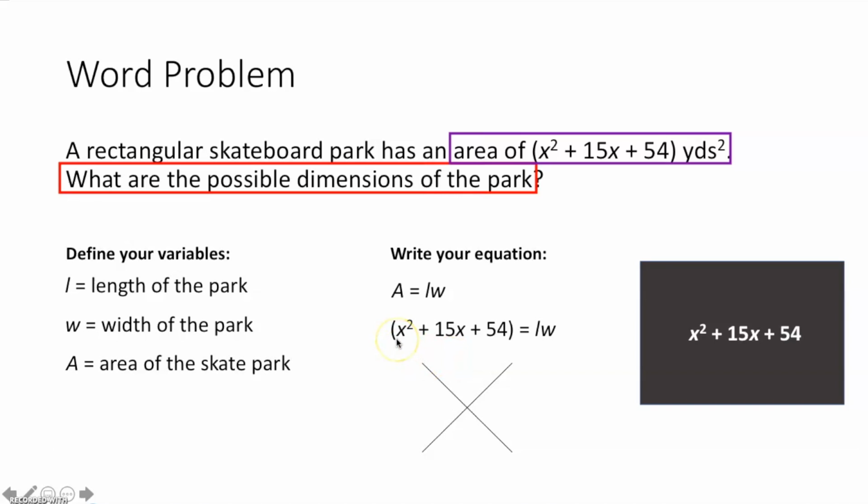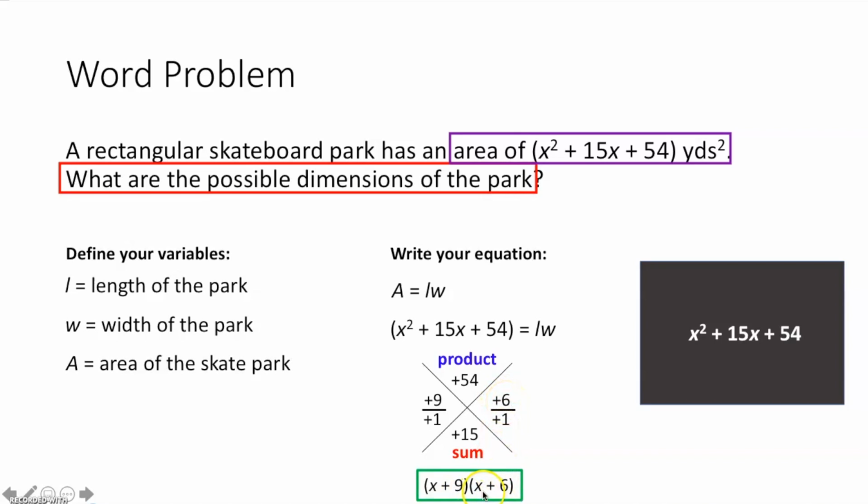Our a value is going to be 1, our b value is going to be 15, and our c value is going to be 54. So a times c goes on top, that's positive 54, and then our b value, 15, goes on the bottom. We then think about two numbers that multiply together to make 54 and add together to make 15. That's going to be 9 and 6. We then divide by our a value, which is 1, and we simplify. It's already over 1, so that's simplified. We then go bottoms up. So our answer will be 1x plus 9 times 1x plus 6. That's how you factor this.